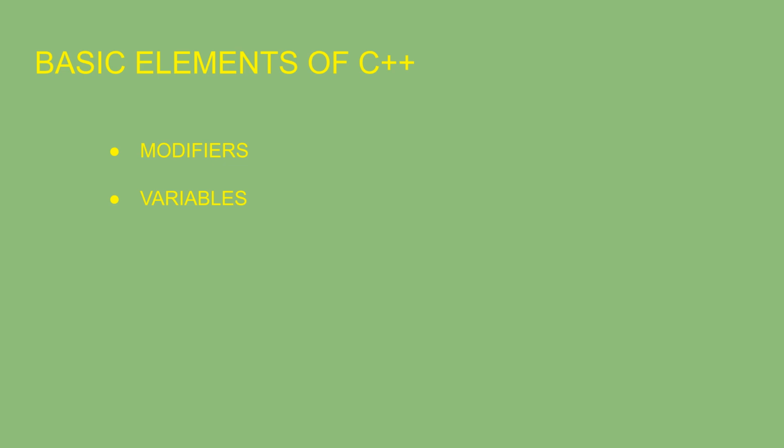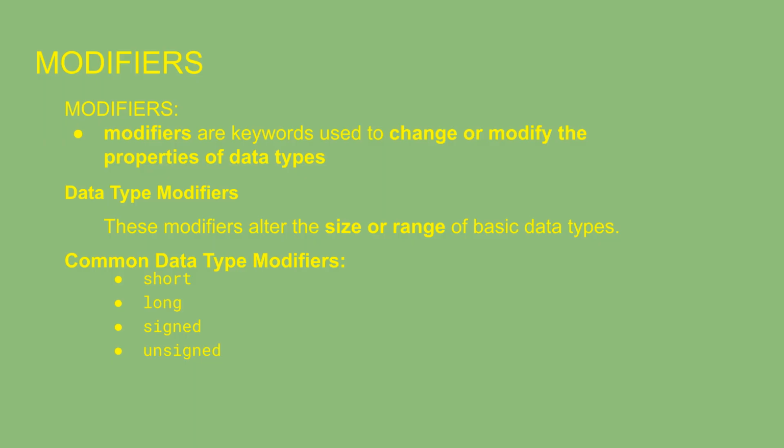This video covers the basic elements of C++, focusing on modifiers and variables. Modifiers are keywords used to change or modify the properties of data types. Data type modifiers, such as short, long, signed, and unsigned, alter the size or range of basic data types.